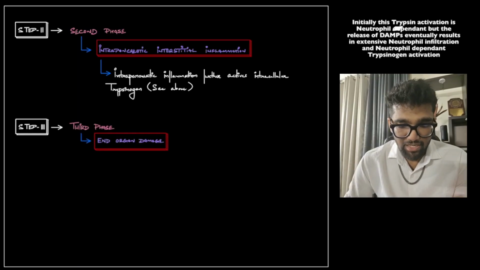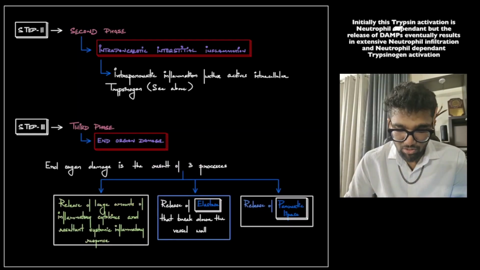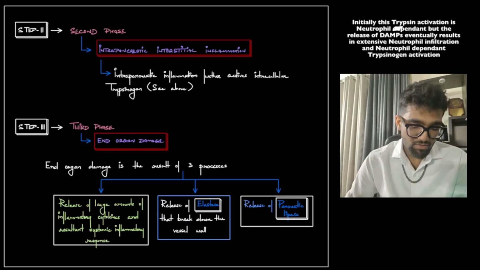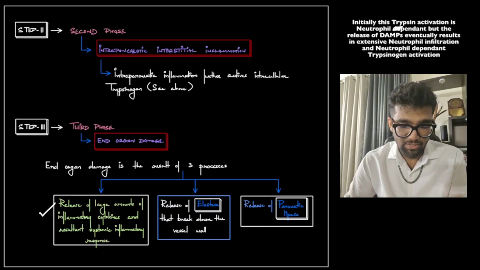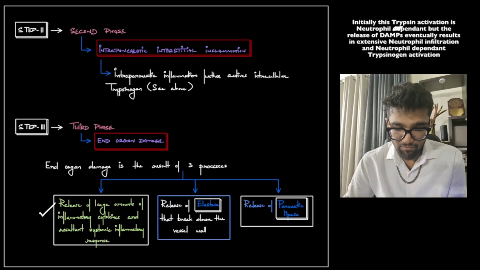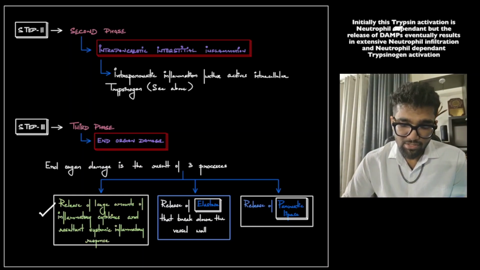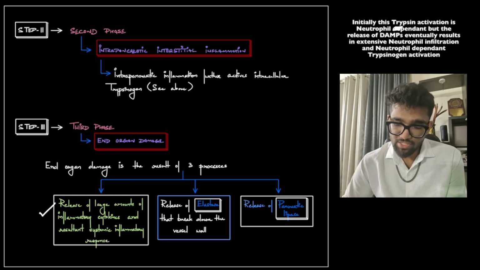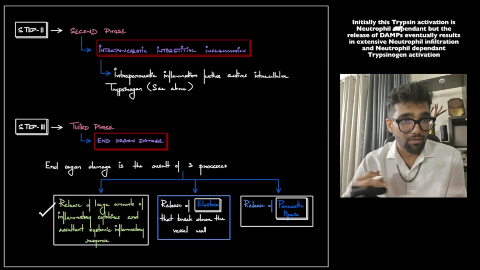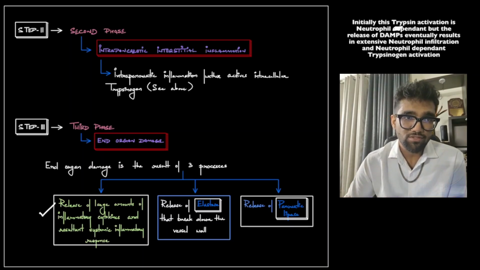And finally, we have endocrine damage. So, as we discussed, endocrine damage is the result of three separate processes. One is the release of a large amount of inflammatory cytokines and the resultant systemic inflammatory response. Second is the release of the enzyme elastase, which breaks down the vessel wall of nearby vessels, and this is what causes the local vascular complications.